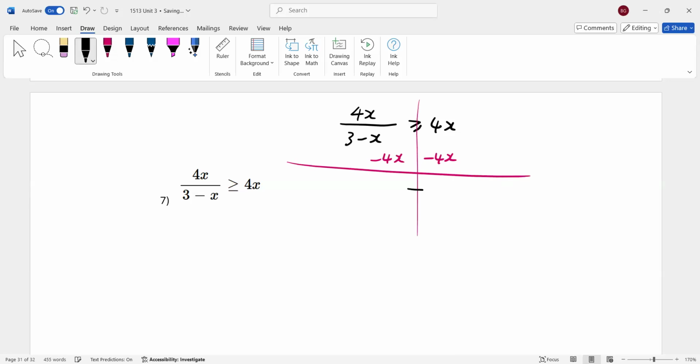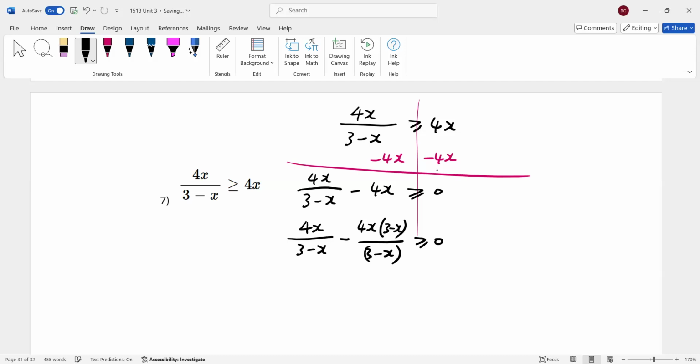Then the right side now is 0. The left side is 4x over 3 minus x, minus 4x. And you have to write the left side as a rational function, which is a polynomial over polynomial. So to do that, for 4x over 3 minus x minus 4x, we can write 4x as 4x times (3 minus x) over (3 minus x). If you cancel 3 minus x, you have 4x, right?